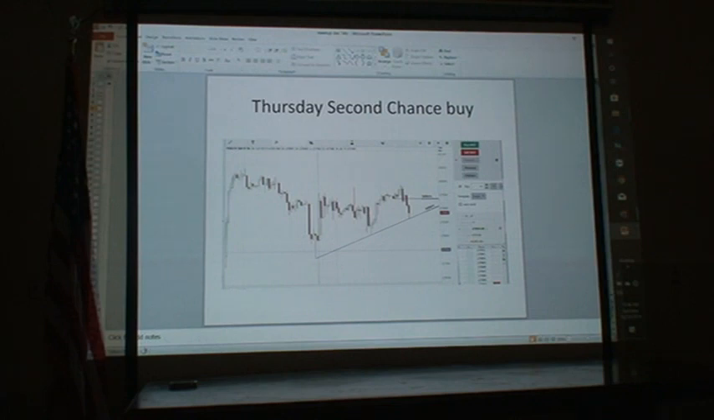So anyway, this was a chart we sent out on Thursday. And on Thursday, as you may remember, the market went down on the opening, and it just went down to a trend line. What we do is we have a technique we like to use called second chance buy. And what it simply says is that once we're in a trade, sometimes we have a second chance.